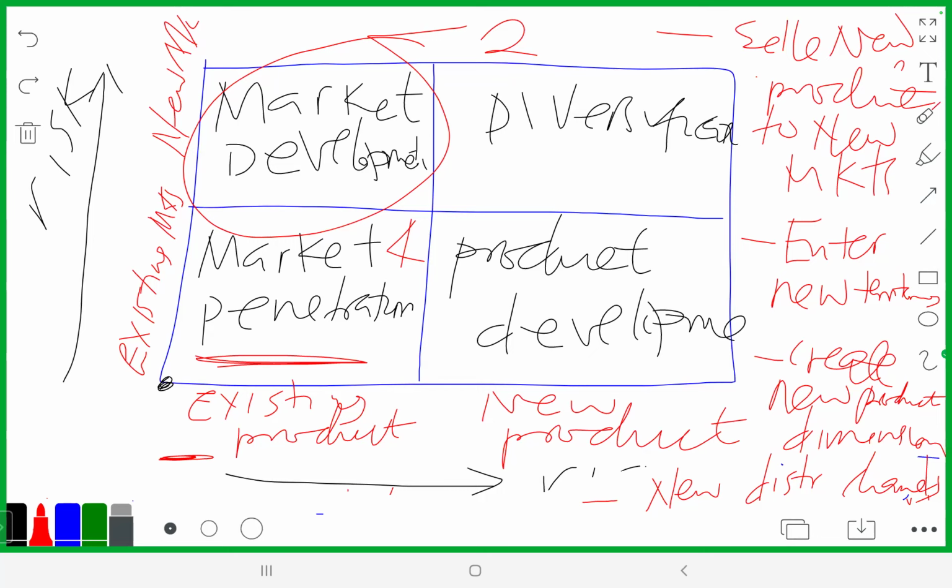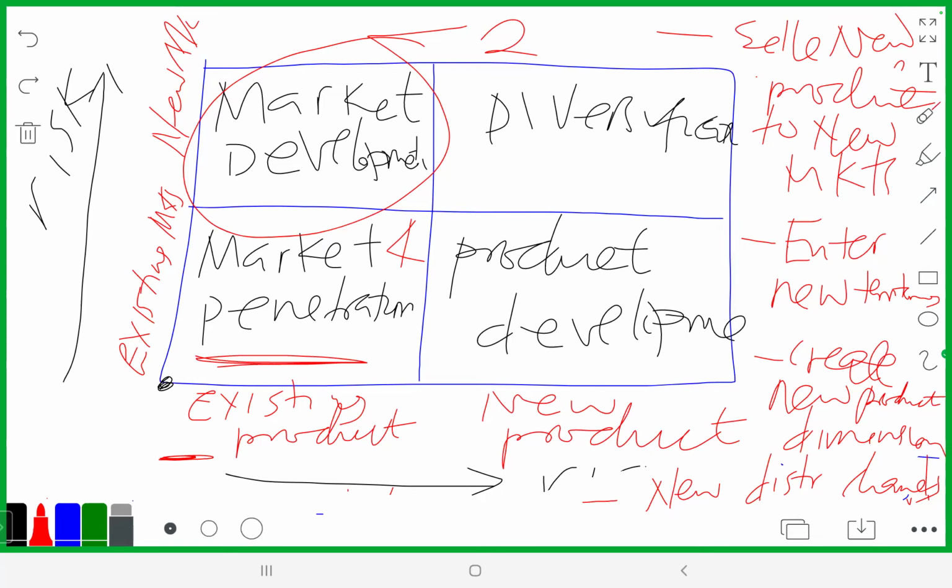You are selling the existing product to the new market. So you develop that new market that you've just opened with your product. You go to the new territories and sell the same product. You create new product dimensions. You change your product a bit here and there and introduce new dimensions. You introduce some new distribution channels. That's what you do when you want to focus on market development.